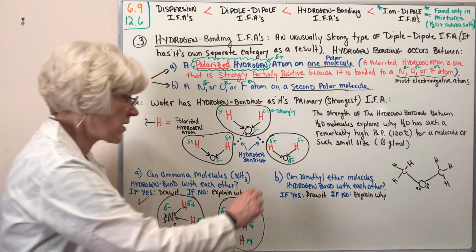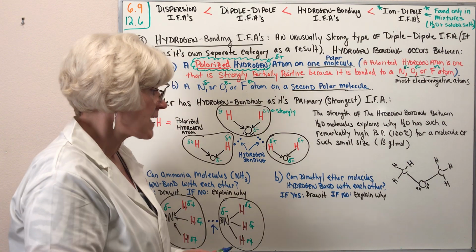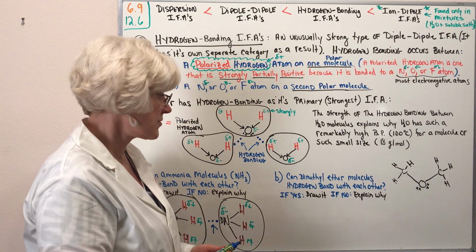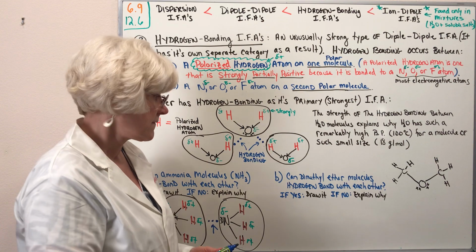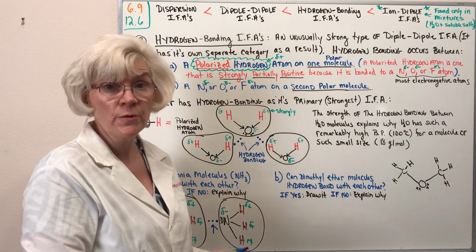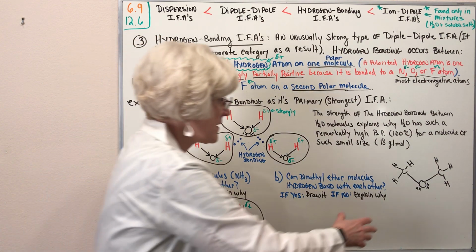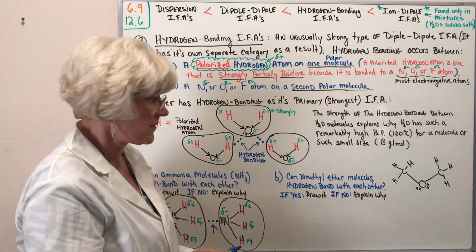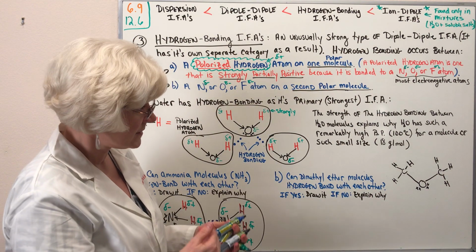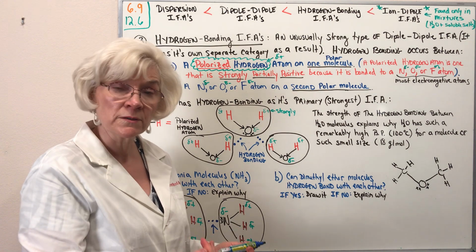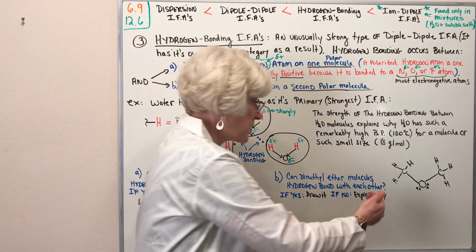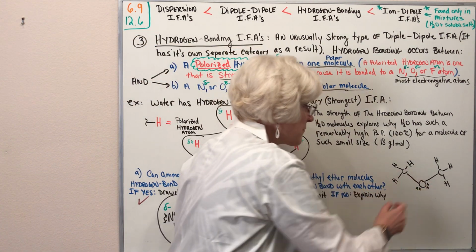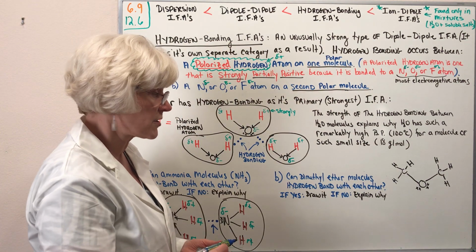And now here is our second question. Can dimethyl ether molecules hydrogen bond with each other? If yes, draw it. If no, explain why. And I've given you the structure of dimethyl ether. It has several central atoms, so a little more complex structure. It's an organic molecule, and I've provided you with the structure.